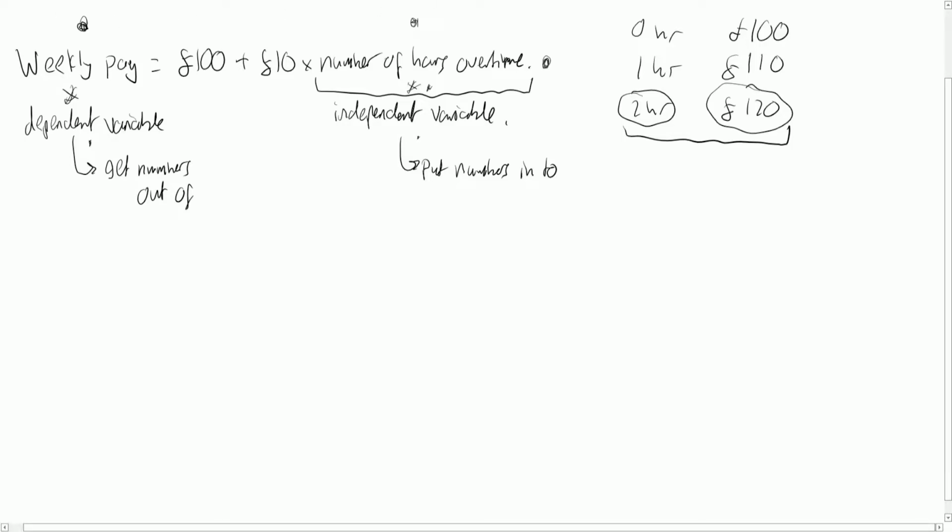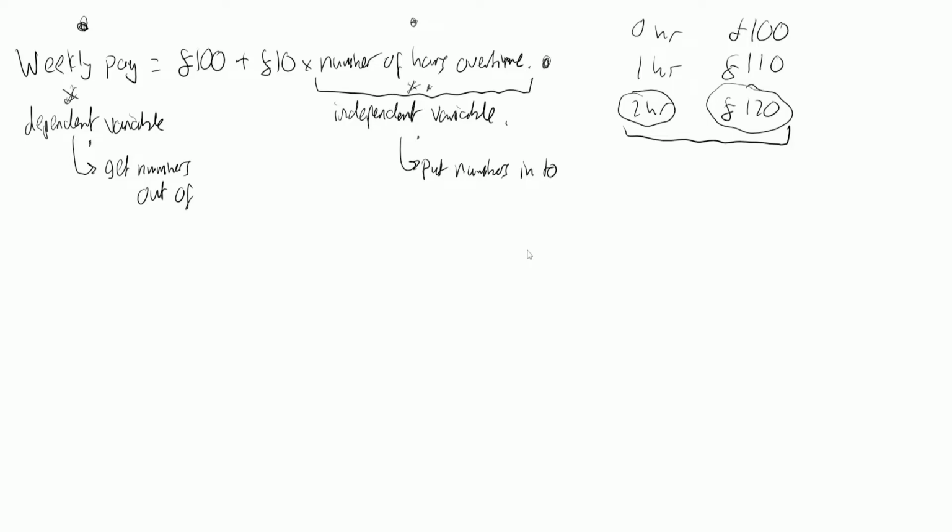So this is really useful because we can actually work out what our weekly pay is going to be based on the number of hours that we've worked. So this is good for two reasons. One, we can predict how much we should get paid, and two, we can check to see if we've been paid the correct amount. So if our manager pays us £110 but we know we've worked 3 hours of overtime, we know that they've underpaid us and we can get that corrected.